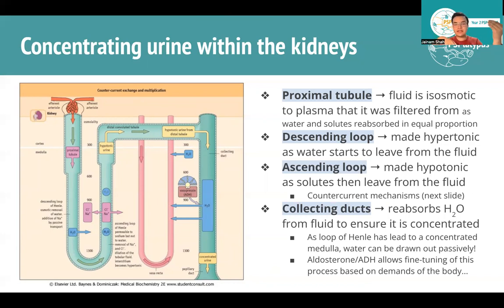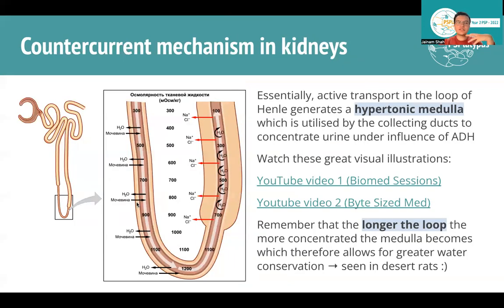Hopefully that makes sense. And if it doesn't, in the next slide, we go over the countercurrent mechanisms, which is what I was saying in terms of when you go down the loop of Henle, it becomes more hypertonic. When you go back up, it becomes hypotonic. And what ends up happening is that in the middle, you get this very, very hypertonic medullary interstitium. And that's what is able to draw water passively out of the collecting ducts.